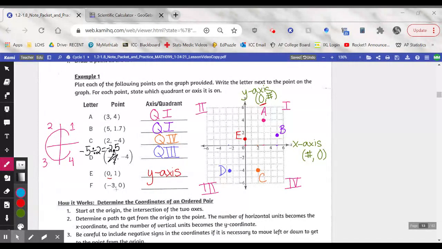The last problem is -3, 0. So you're going to go to the left 3, and then you're not going to go up or down at all. So start at the origin, go to the left 3, and don't go up or down at all. So that is F. And we can see that's on the x-axis, and we also know it's on the x-axis because the second number is a 0. So that's how you're going to take an ordered pair and plot it on your graph, and also identify which quadrant or which axis it's on.